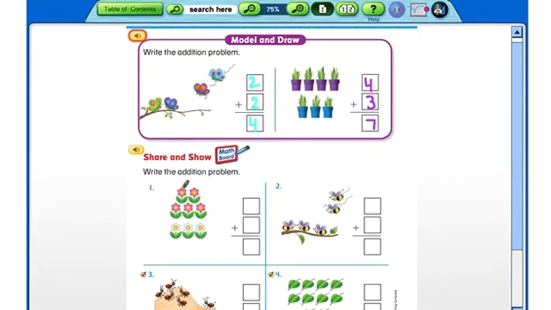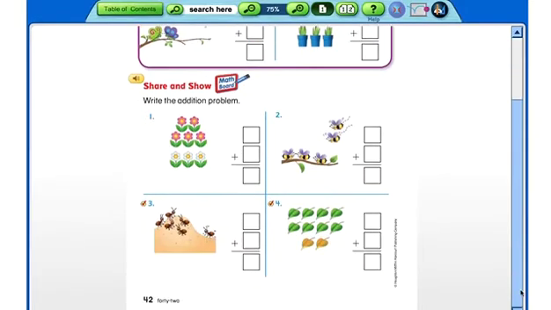Now we're going to do the same thing down below. First, I see 1, 2, 3, 4, 5 pink flowers. 5 plus 1, 2, 3 white flowers. 5, 6, 7, 8. 8 flowers all together.